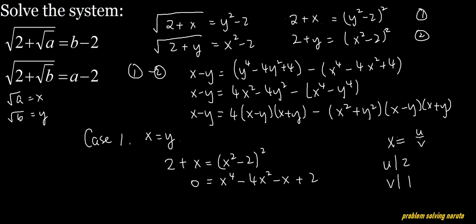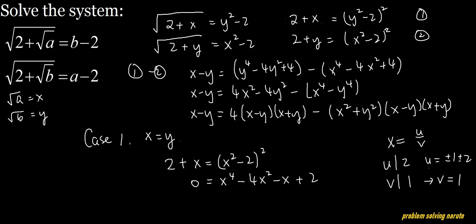So that means u must divide 2, v must divide 1. For u and v which are integers, that tells you v should be 1, but u can be plus or minus 1, plus or minus 2. So if x has a rational root, it has to be one of these. That is what the rational root theorem tells us.